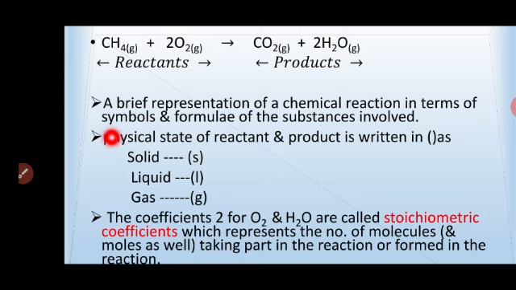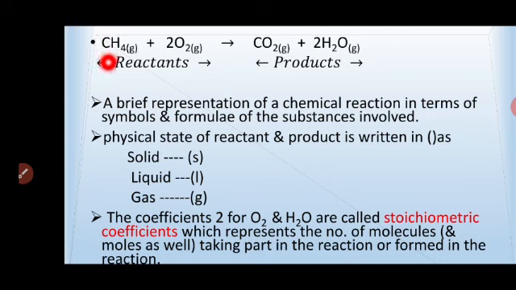Okay, so this is a brief representation of a chemical reaction, meaning the process is expressed in symbolic form. Then the physical state of the reactant and product is written in brackets like this: solid, liquid and gas. Now here, to balance this equation, we have taken 2O2, and here 2H2O, right? Now you can just go through this.